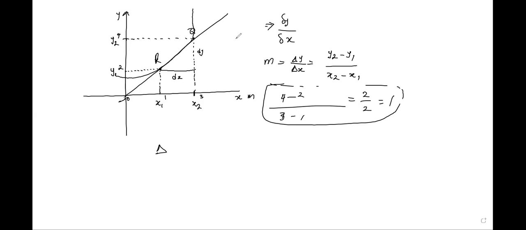A tangent: if there is a curve and you want to find the slope, you just draw a straight line that closely touches it, right? And then you take the slope like this. But you know how to take slope in your normal physics.